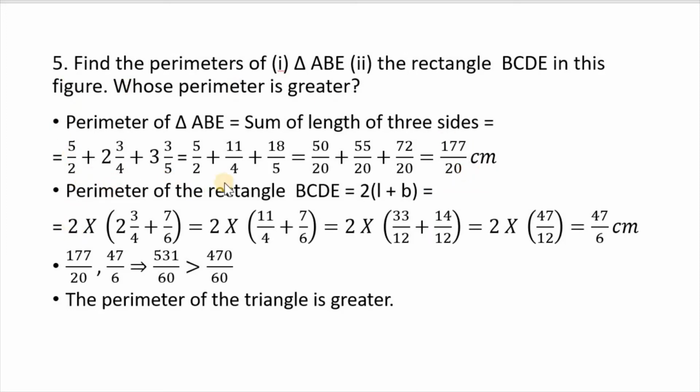Furthermore, the perimeter of rectangle BCDE is equal to twice the sum of length and breadth, and that is going to give us 47 by 6 centimeters. Then we need to compare these two. For us to compare these two perimeters, we need to convert them into like fractions, and converting them into like fractions is going to give us a denominator of 60, and we will be able to tell that the perimeter of the triangle is greater. So this is the solution for question number 5.